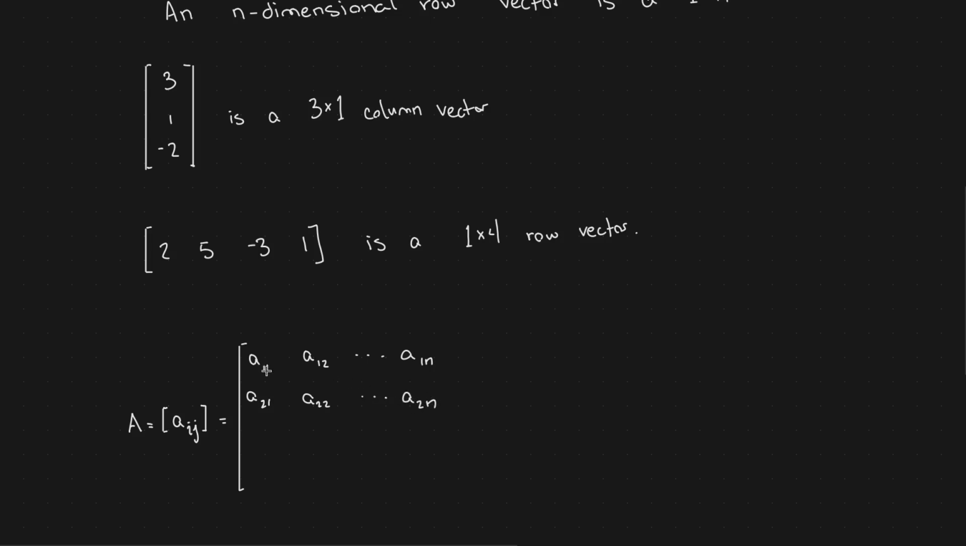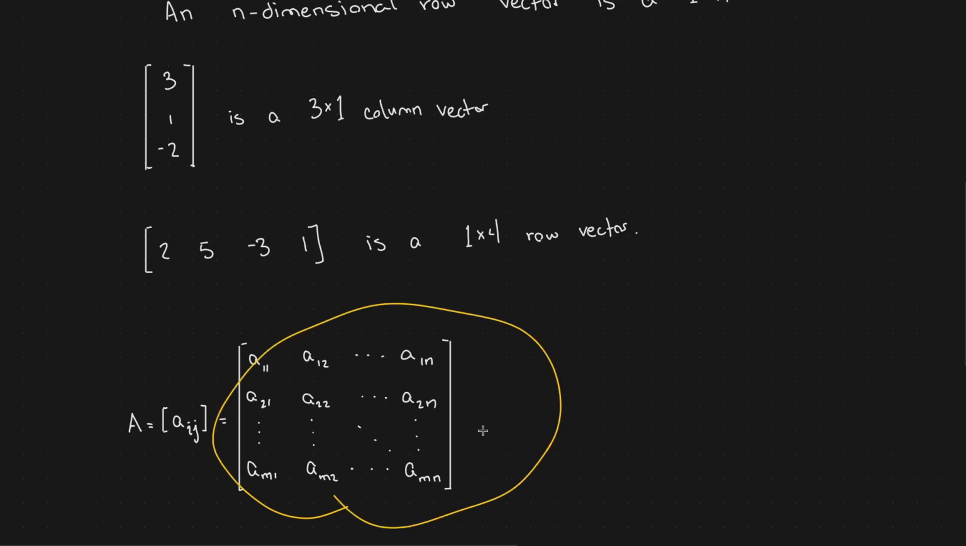So notice what's happening here. The first number in the subscript references the row number. The second number in the subscript references the column number. So A12 is the entry in the first row and the second column. Okay? So you go all the way down to your last row, the mth row. So Am1, Am2, Amn. Okay?